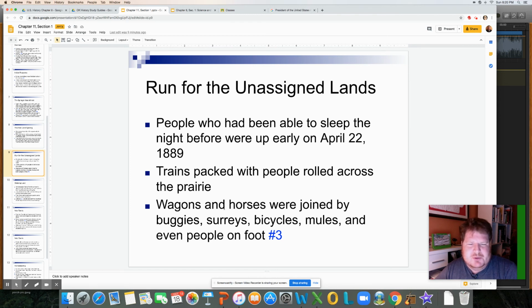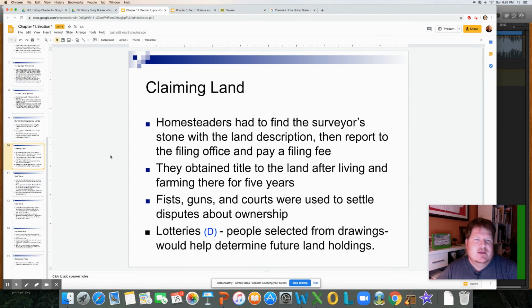Wagons and horses were joined by buggies, surreys, bicycles, mules, and even people on foot trying to get land. So everybody was trying to stake their claim. Claiming land, homesteaders had to find surveyor stones. There were stones put in place for people to find this land.